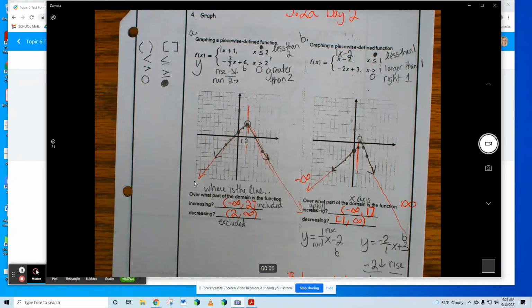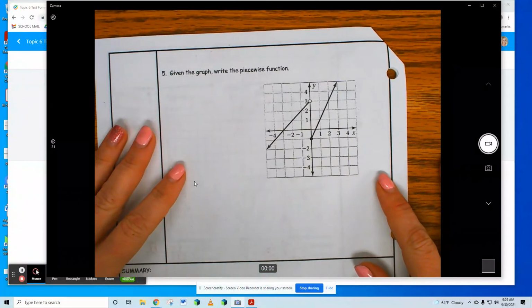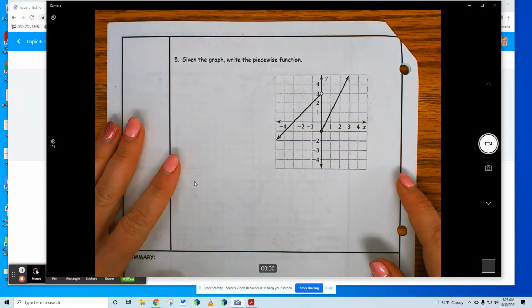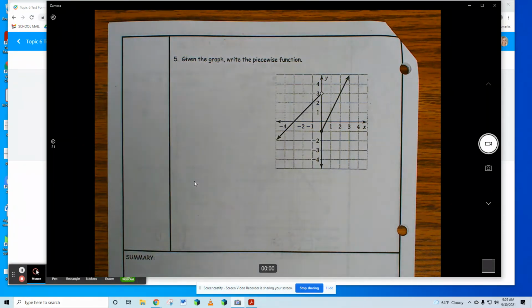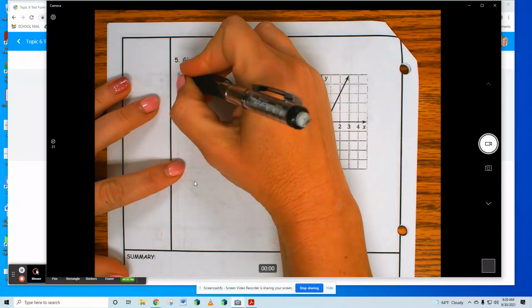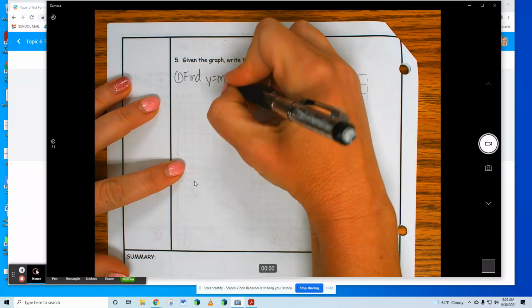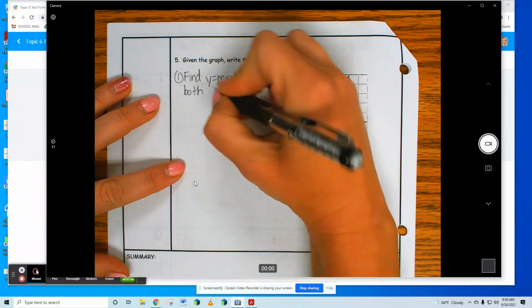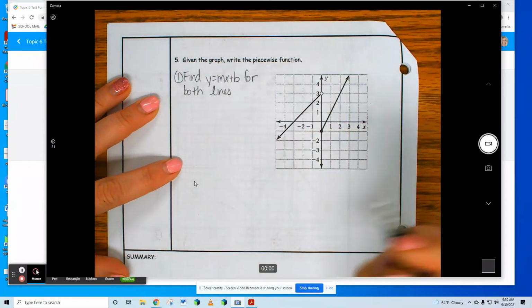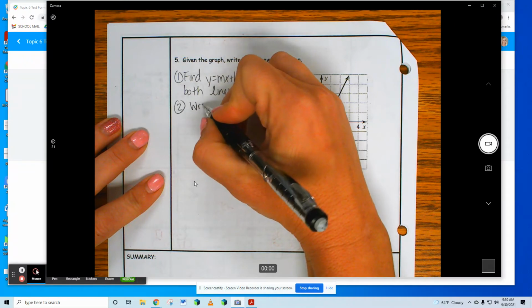I want to do the one on the back page. Now I'm given a graph. So here's the deal. Find your y equals mx plus b for both lines. And then write the restrictions.